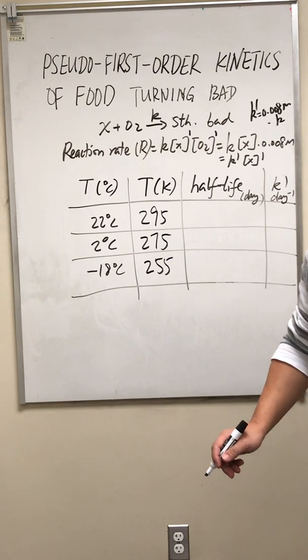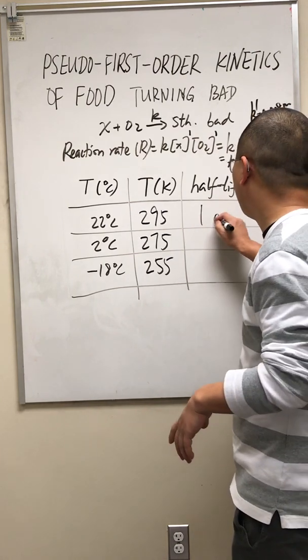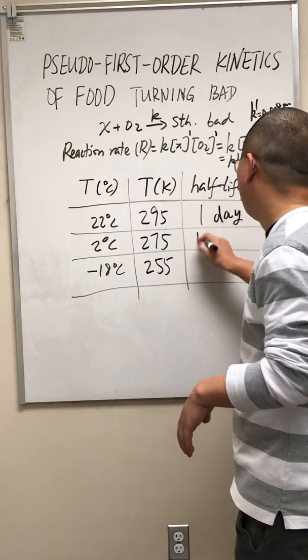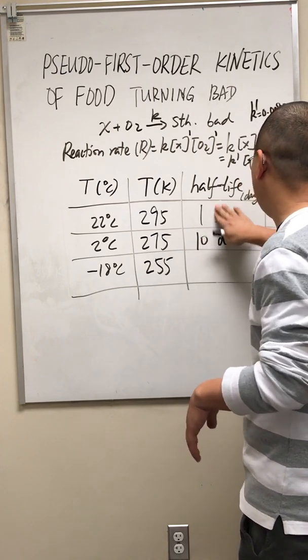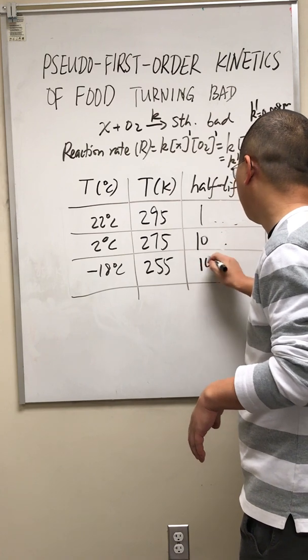How did I know that? Well, I estimate. Roughly 1 day here, okay? Roughly 10 days. Well, I have the unit here, so I just need to put 1 here, and 10 here, let's say 100 here.